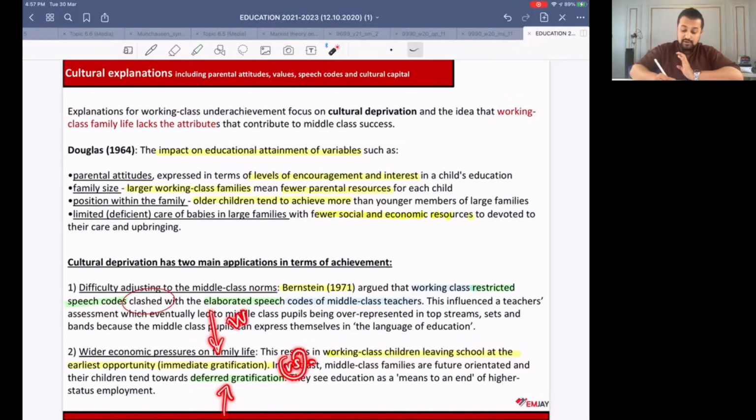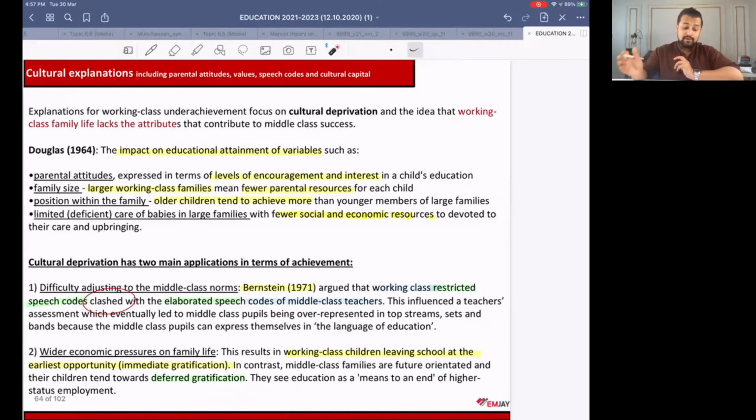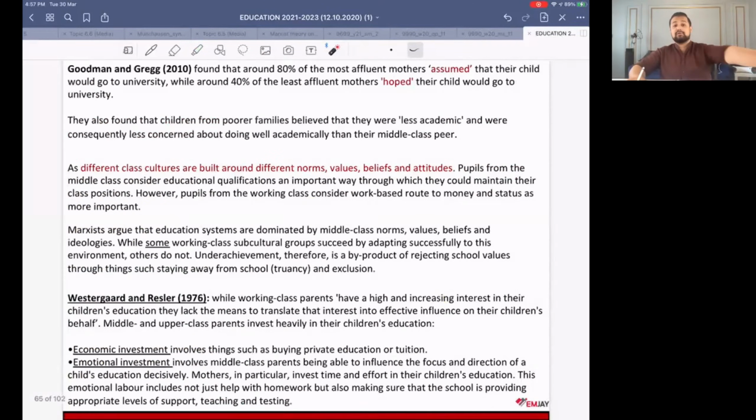Immediate gratification term was used for the working class pupils, and deferred gratification was used for the middle class pupils, right? So moving on, according to Goodman and Gregg, they found that around 80% of the most affluent mothers assumed that the child would go to university, whereas only 40% of the least affluent hoped. Now look at the difference over here.